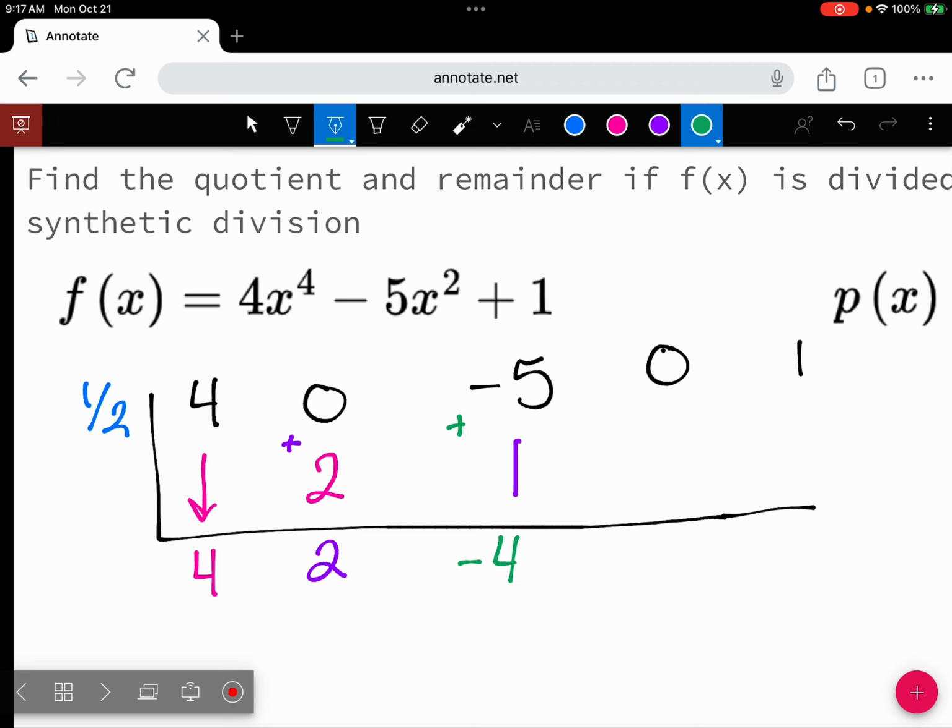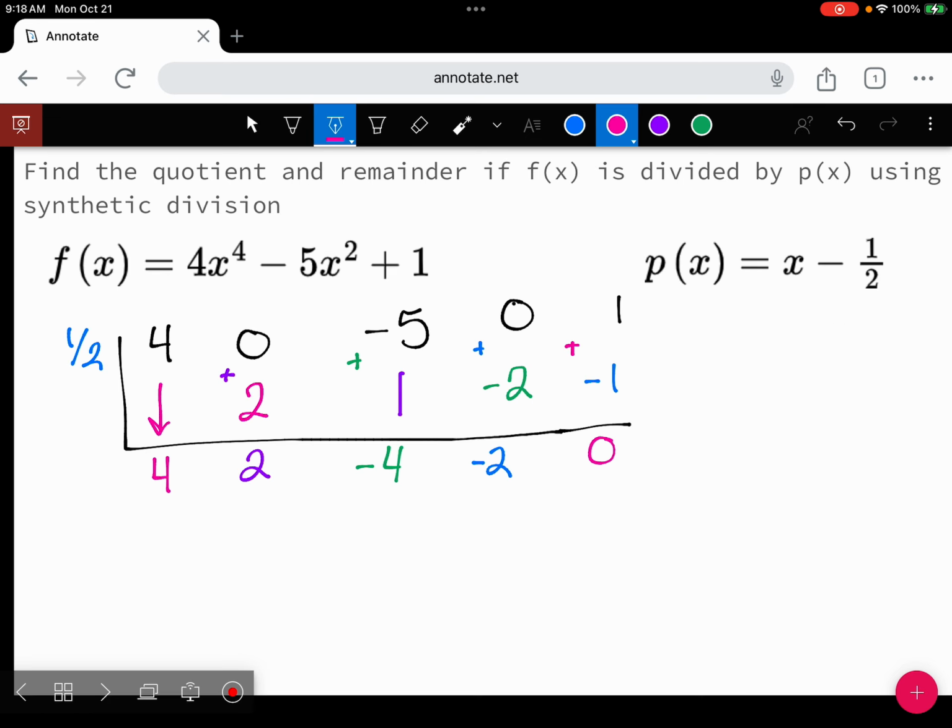Negative 4 times 1/2 is negative 2. And we add, we have negative 2. Negative 2 times 1/2 is negative 1. We add, so what's our remainder? 0. So is x minus 1/2 a factor? Yes. Our r of x equals 0. That shows that this is a factor.